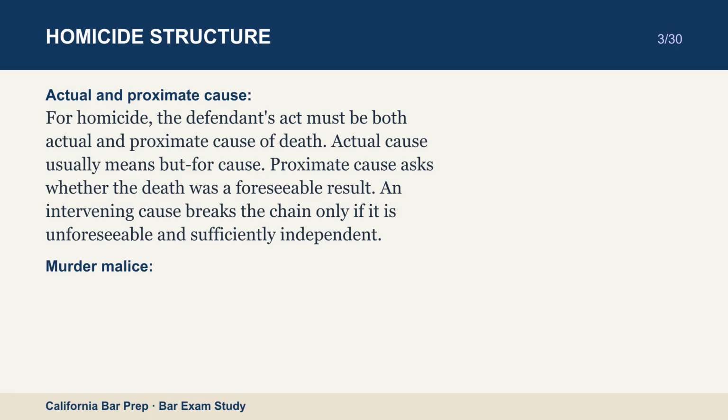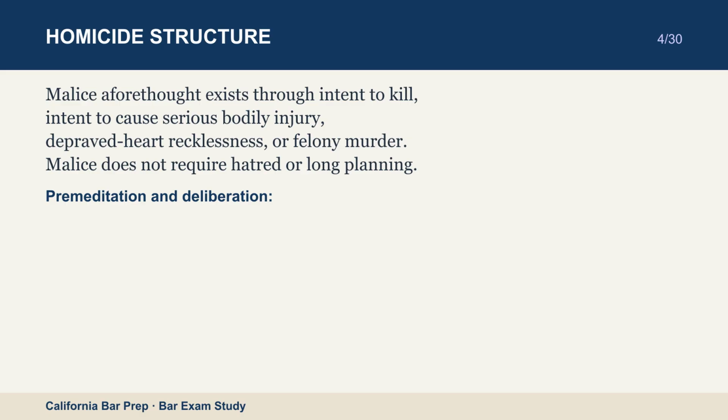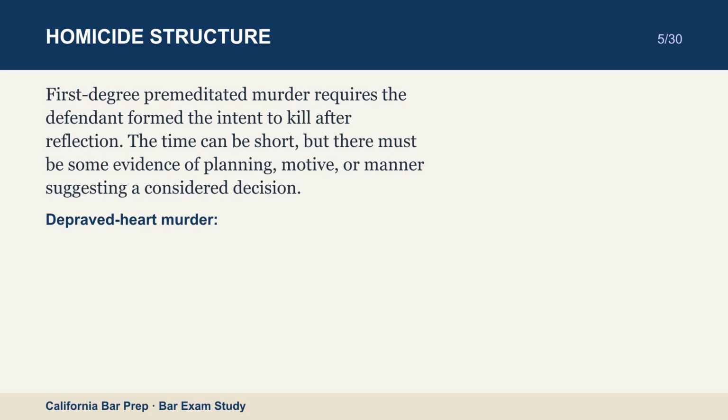Murder malice. Malice aforethought exists through intent to kill, intent to cause serious bodily injury, depraved heart recklessness, or felony murder. Malice does not require hatred or long planning. Premeditation and deliberation. First-degree premeditated murder requires the defendant formed the intent to kill after reflection. The time can be short, but there must be some evidence of planning, motive, or manner suggesting a considered decision.